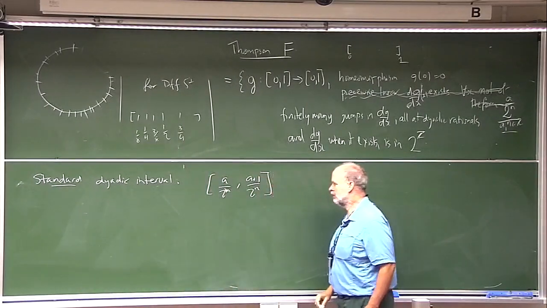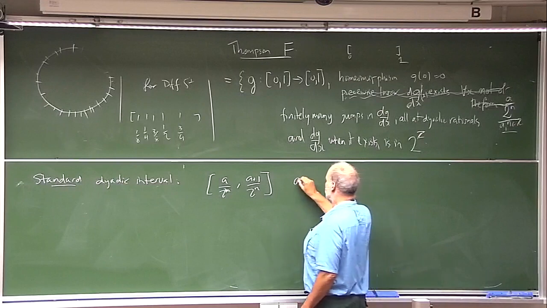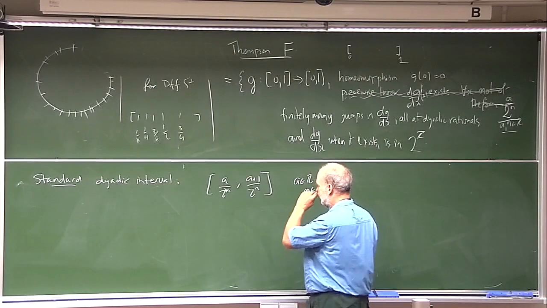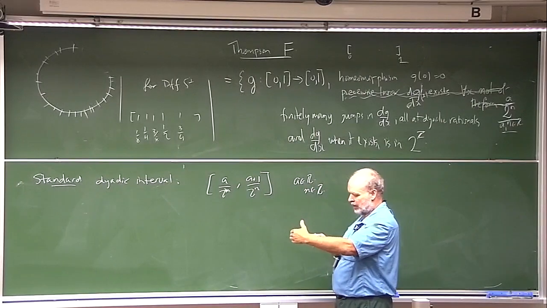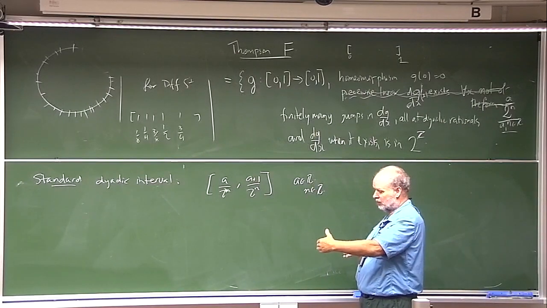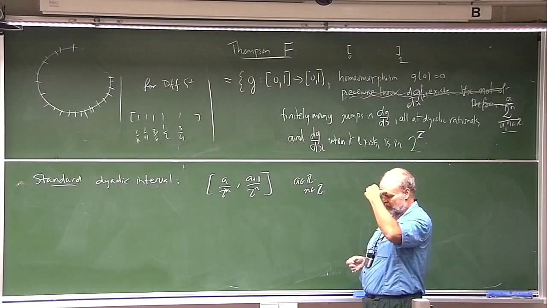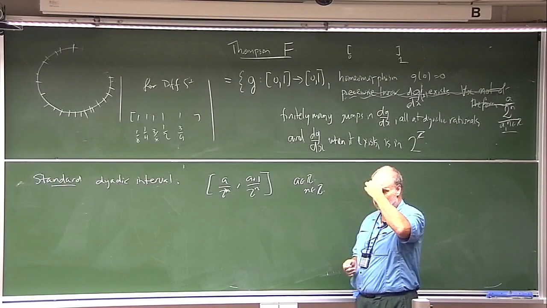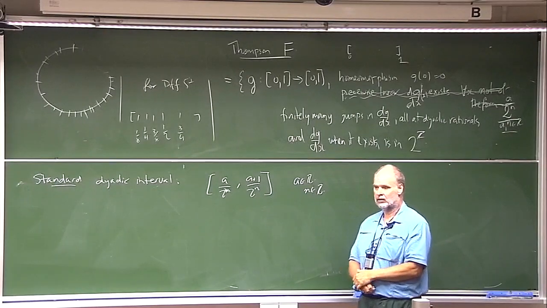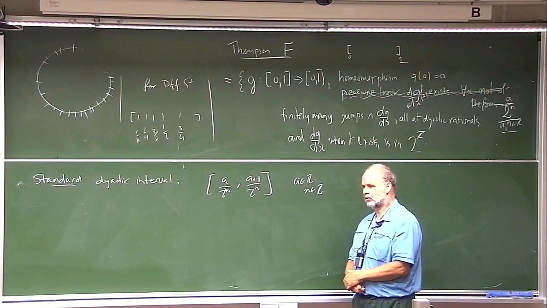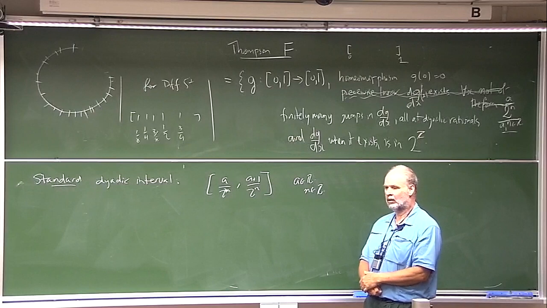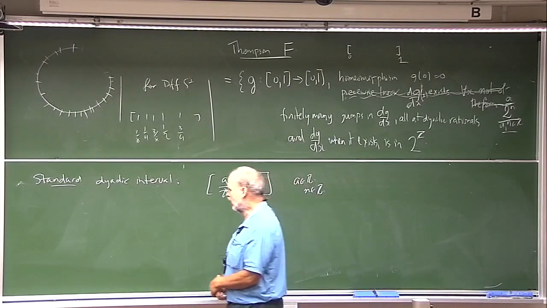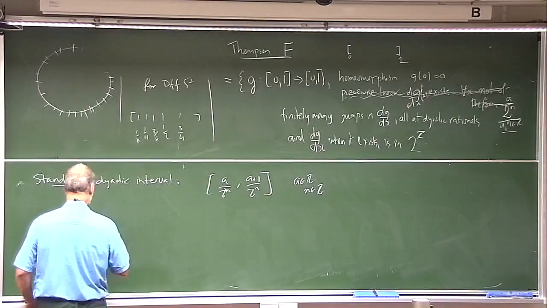where a is an integer, and n is an integer. So if you have two dyadic endpoints, then the interval is not necessarily of this form. For instance, if you take 1/4 to 3/4, that's not standard. But if you took 0 to 1/4, it is. If you took 1/4 to 1/2, it is. In fact, let's enumerate all of the standard dyadic intervals.